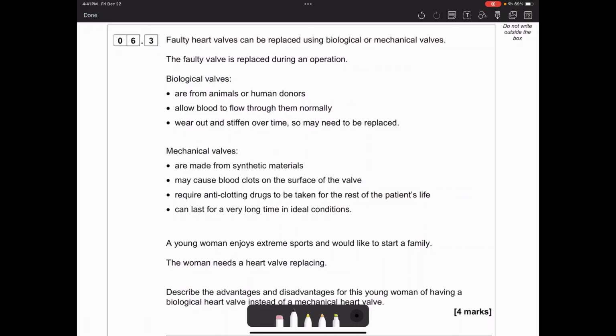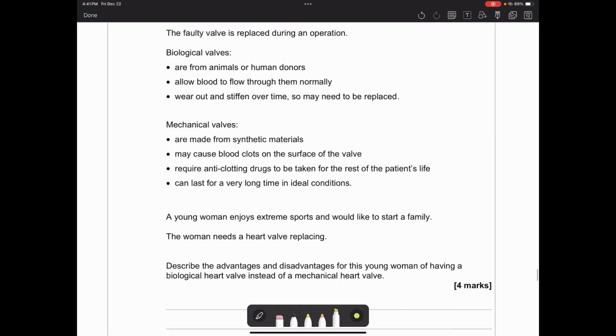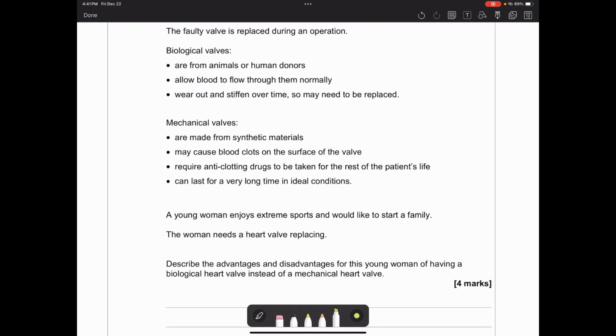Okay, so last question on this paper then. Faulty heart valves can be replaced using biological or mechanical valves. The faulty valve is replaced during an operation. It tells you biological valves are from animals or human donors and they allow blood to flow through them normally. They may wear out and stiffen over time, so may need to be replaced. Mechanical valves are made from synthetic materials. They may cause blood clots on the surface of a valve.